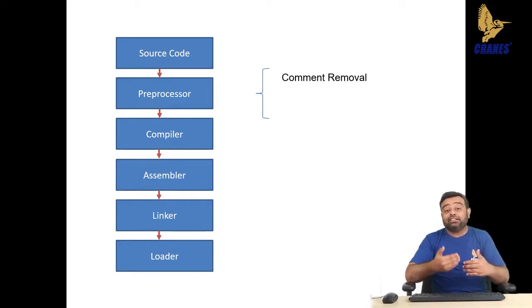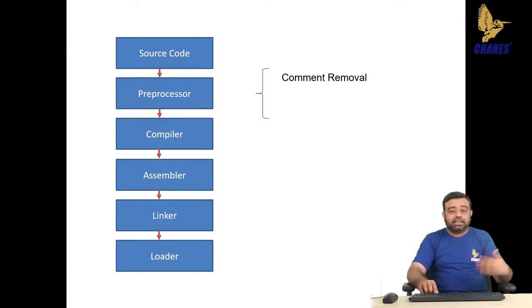Comments are only required when users look at the source code. They are not required by the compiler. The compiler does not do anything with comments. It's only when the user looks at the source code, to understand what a code snippet does, that we can write some description or documentation on top. That's called comments. So comment removal is a task done by the preprocessor.